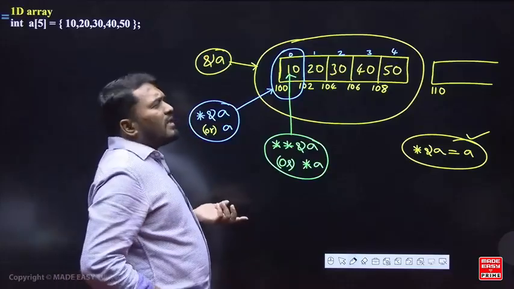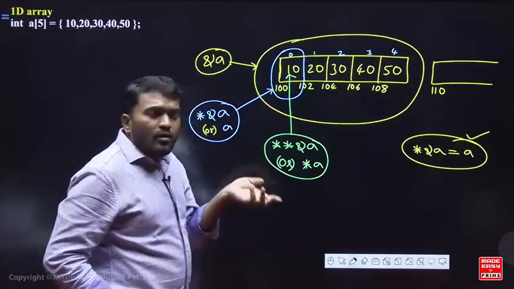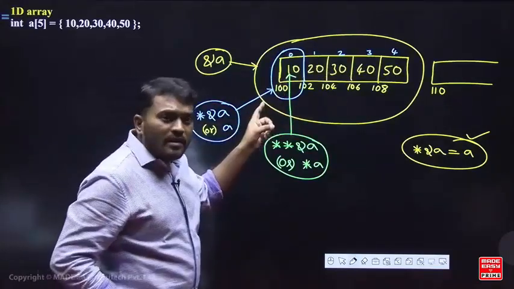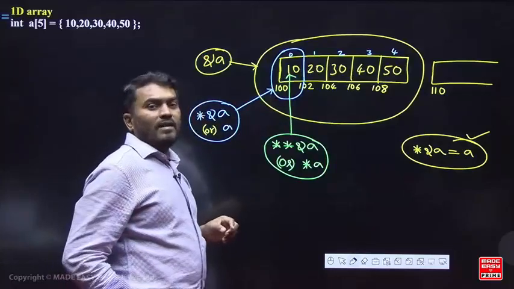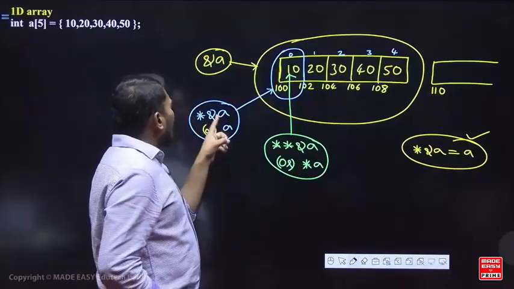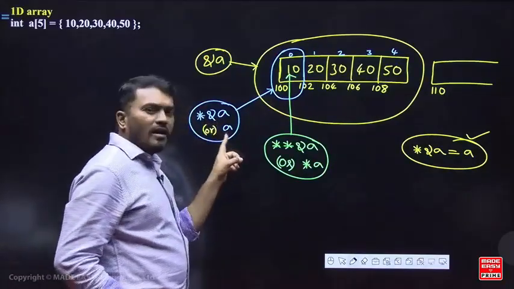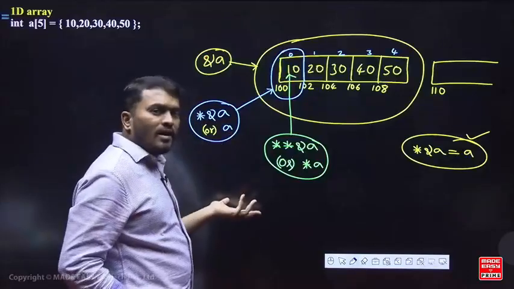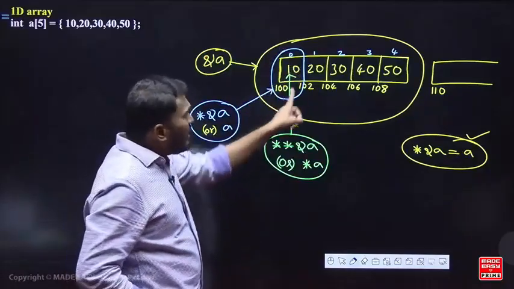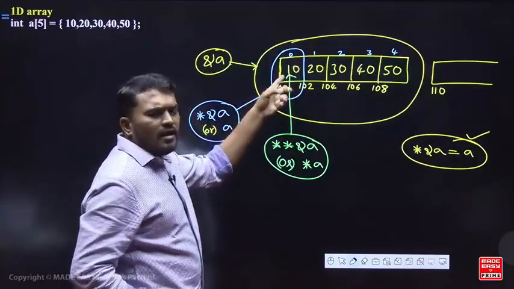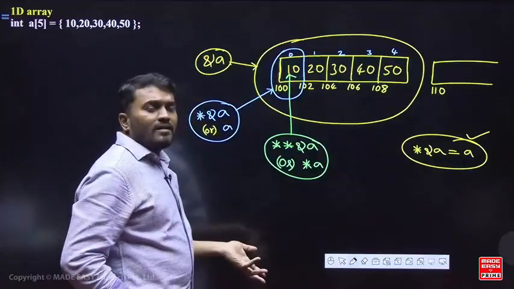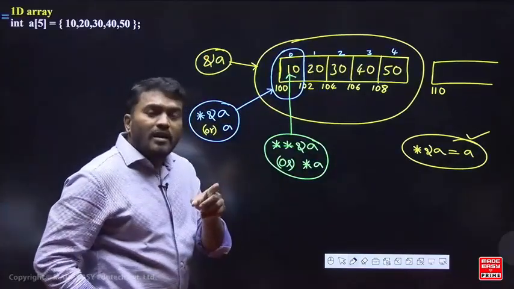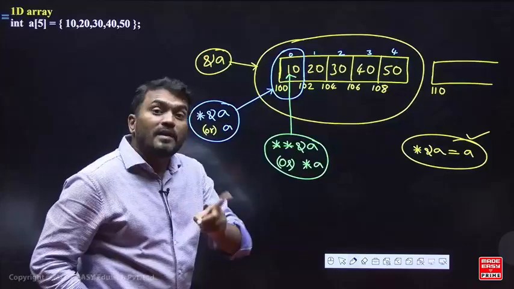Now, somebody may have a doubt. Sir, what is the difference? Ampersand a, if I print it, is the base address of the entire 1D array, and it is printing 100 only. If I say star ampersand a, or for example a, it is printing what? 100 only. It is the base address of the 0th element of the array. It is printing 100 only. Then what is the difference? Remember, the difference is if I say plus 1.